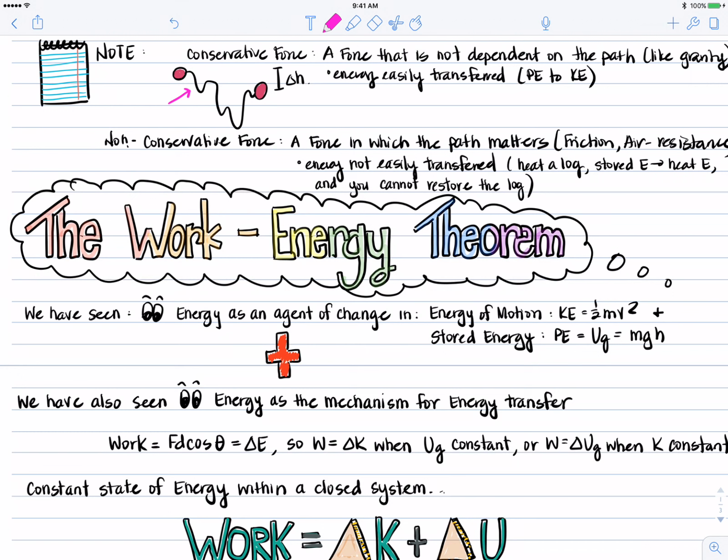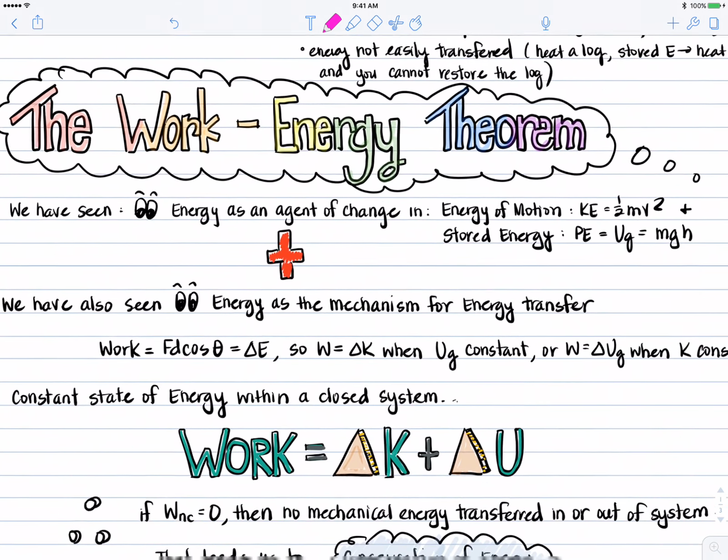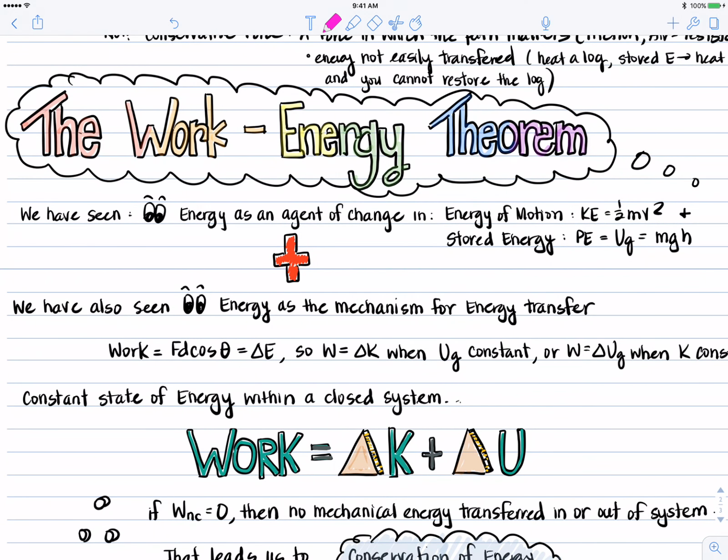So combining those two leads us to the idea that there is a constant state of energy within a closed system. So unless there are non-conservative forces acting on the system changing the total energy, then energy is conserved. Now that's not to say that the energy doesn't become transferred into a different type of energy. That can definitely happen within the closed system with no non-conservative forces. And so to calculate that amount, we say the work is equal to delta K plus delta U.